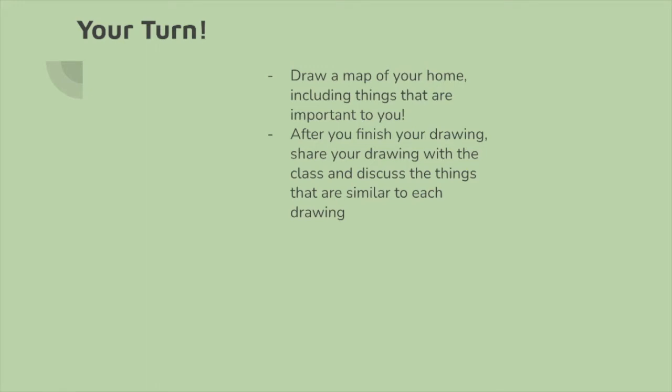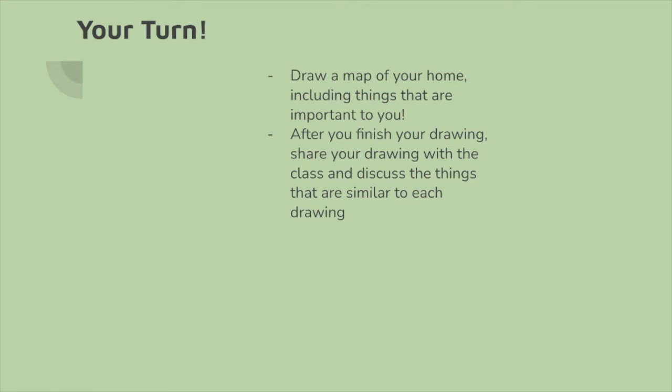Okay, so now it's your turn again. We're going to ask that you all draw a map of your homes, including the things that are important to you. So some examples might be maybe a place where you have your favorite games, food, different things like that. And after you finish your drawing, you can share with your class and maybe discuss the things that are similar to each other's drawings as a class.